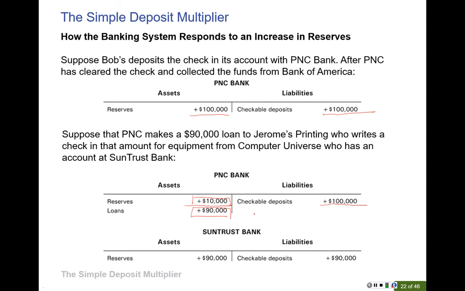Someone who gets this $90,000 loan will buy goods and equipment. And the seller of the goods and the equipment receives this $90,000, and then they will deposit it into their bank account. Suppose their bank is SunTrust Bank. So they put $90,000 into the bank, which means the SunTrust Bank reserve increased by $90,000. Again, the SunTrust Bank can keep 10% of the $90,000 as a reserve and lend out the rest, the $81,000, as loans.